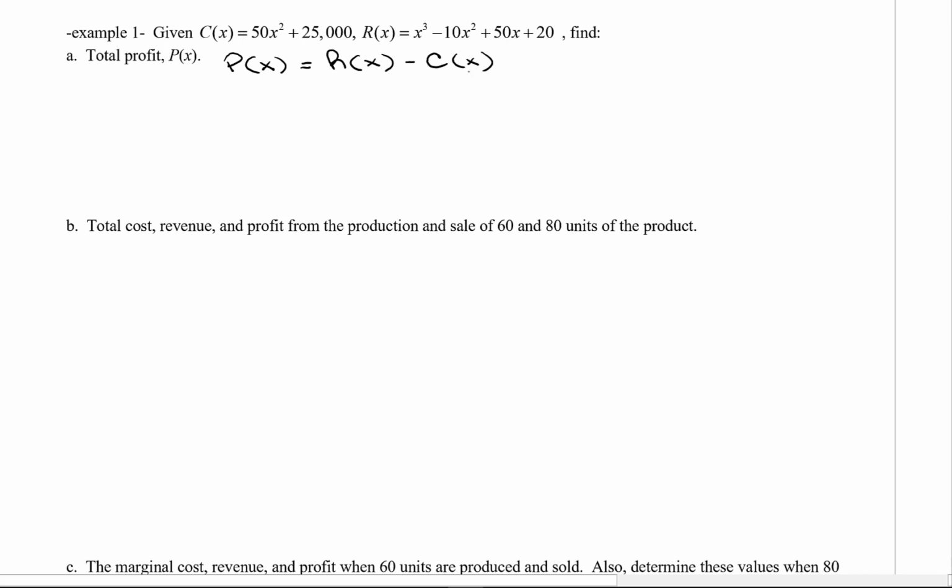I do have to be careful about the order. R of X has to go first because R of X represents the revenue. Remember what revenue means. Revenue is the income generated from sale of goods or services before any costs or expenses have been deducted. And what we're doing here is we're subtracting the costs from the revenue in order to find the profit, right? So cost is what the business spends to produce the goods, right?